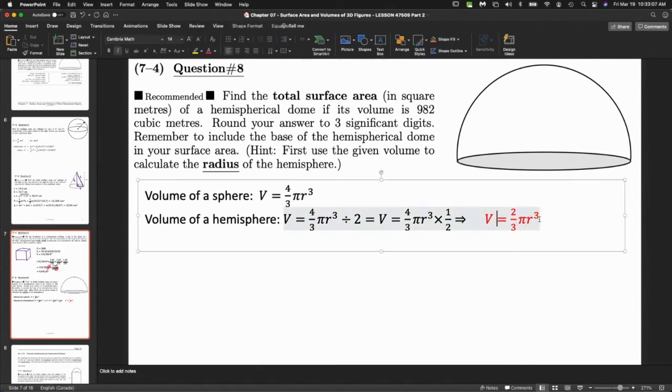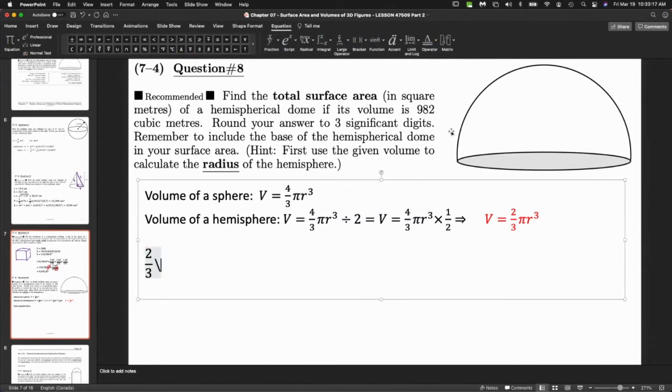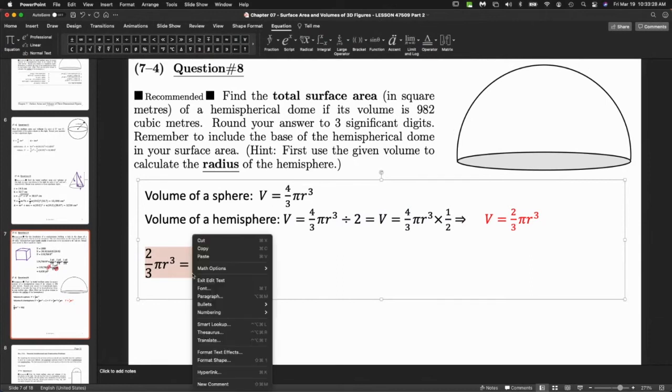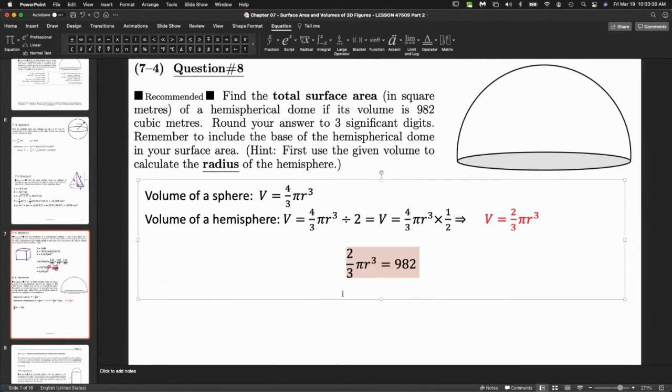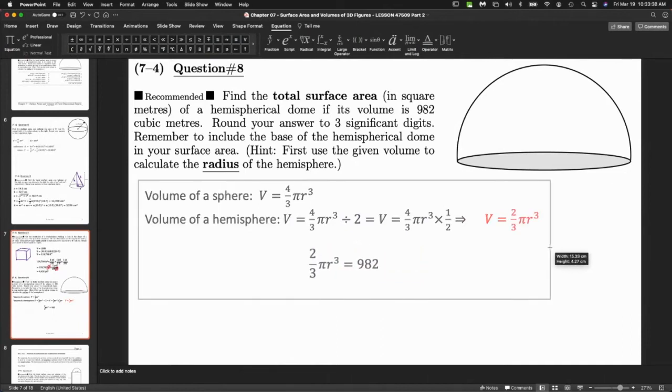Now that we have the formula for the volume, I think we're in a fantastic position to continue because we know the volume of the hemisphere is given as 982. So we know 2/3 pi r cubed is 982. But at this point, you need to determine what the radius is. And once you have the radius, then you can use the formula that Denny mentioned there, which is the surface area formula, but we'll get to that after as well.